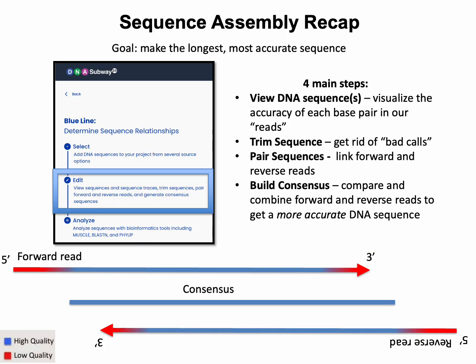As a quick recap of the edit sequences stop and sequence assembly, with the goal of making the longest, most accurate sequence, there's been 4 main steps. Number 1, you've taken a general look at your DNA sequences to see their sort of quality. Then you've trimmed the sequences to get rid of the bad calls on either end. Then you've paired up the sequences, and then finally built and trimmed a consensus sequence to have your most accurate DNA sequence for your downstream analyses.